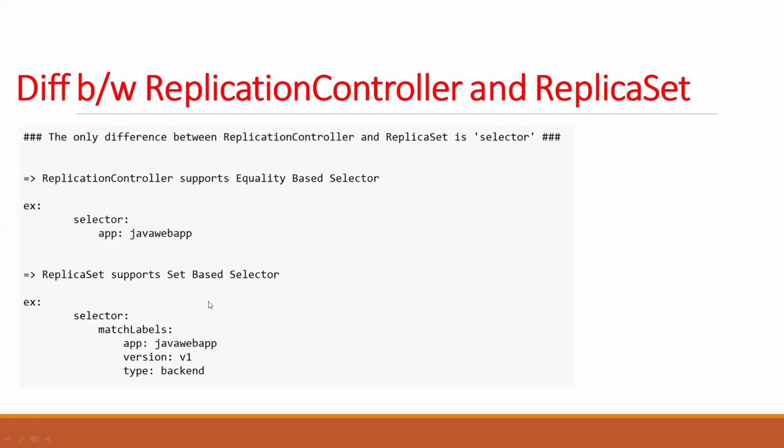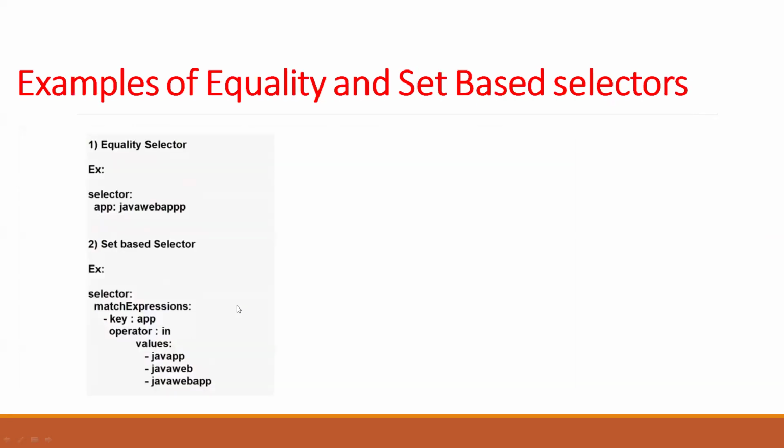There are set-based selectors and equality selectors. Equality is only one selector. A set-based selector means we can select on multiple selectors: app is one selector, version is one selector, type is one selector. So now you got it, guys, the replication controller and the replica set. The replication controller only supports the equality selector, and a replica set supports the set-based selector.